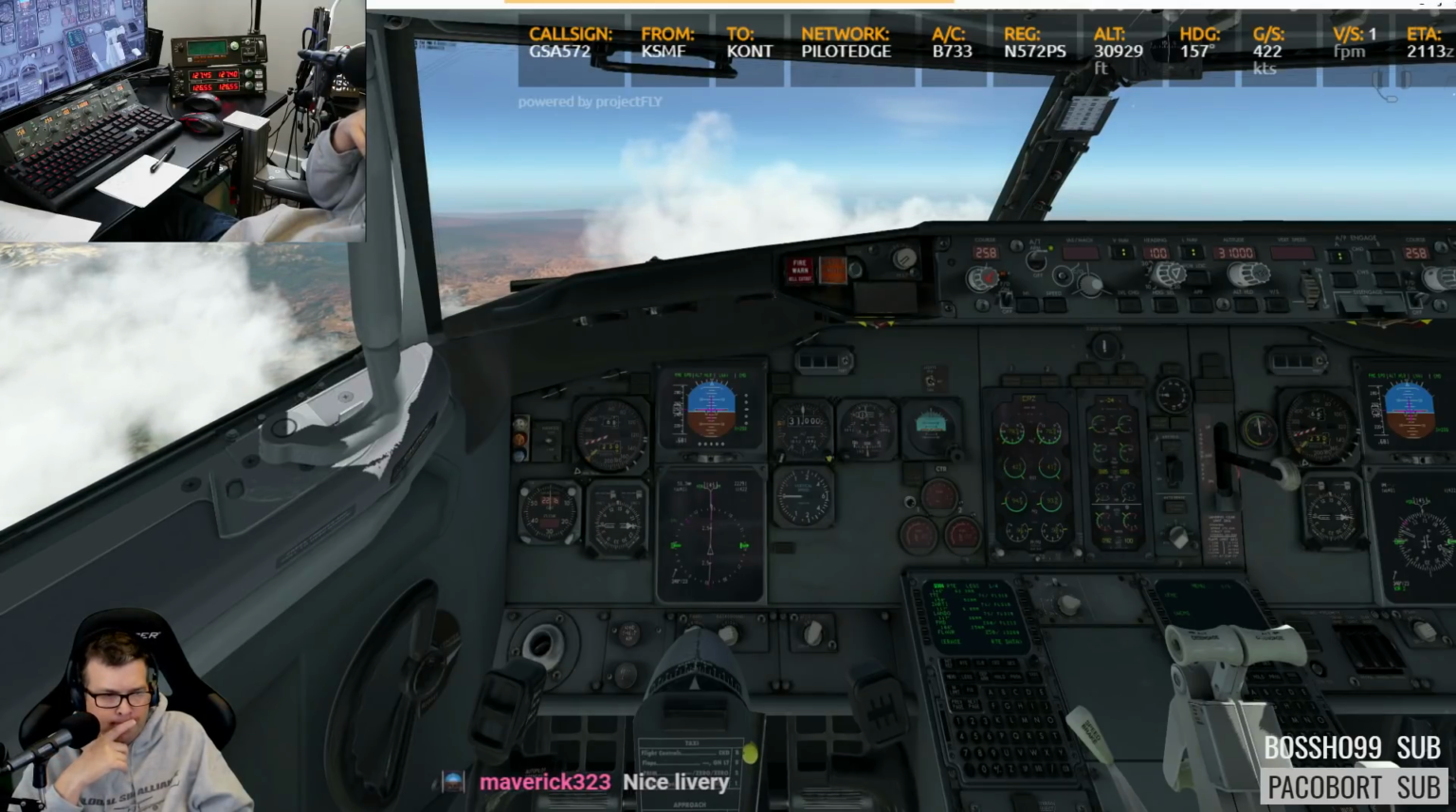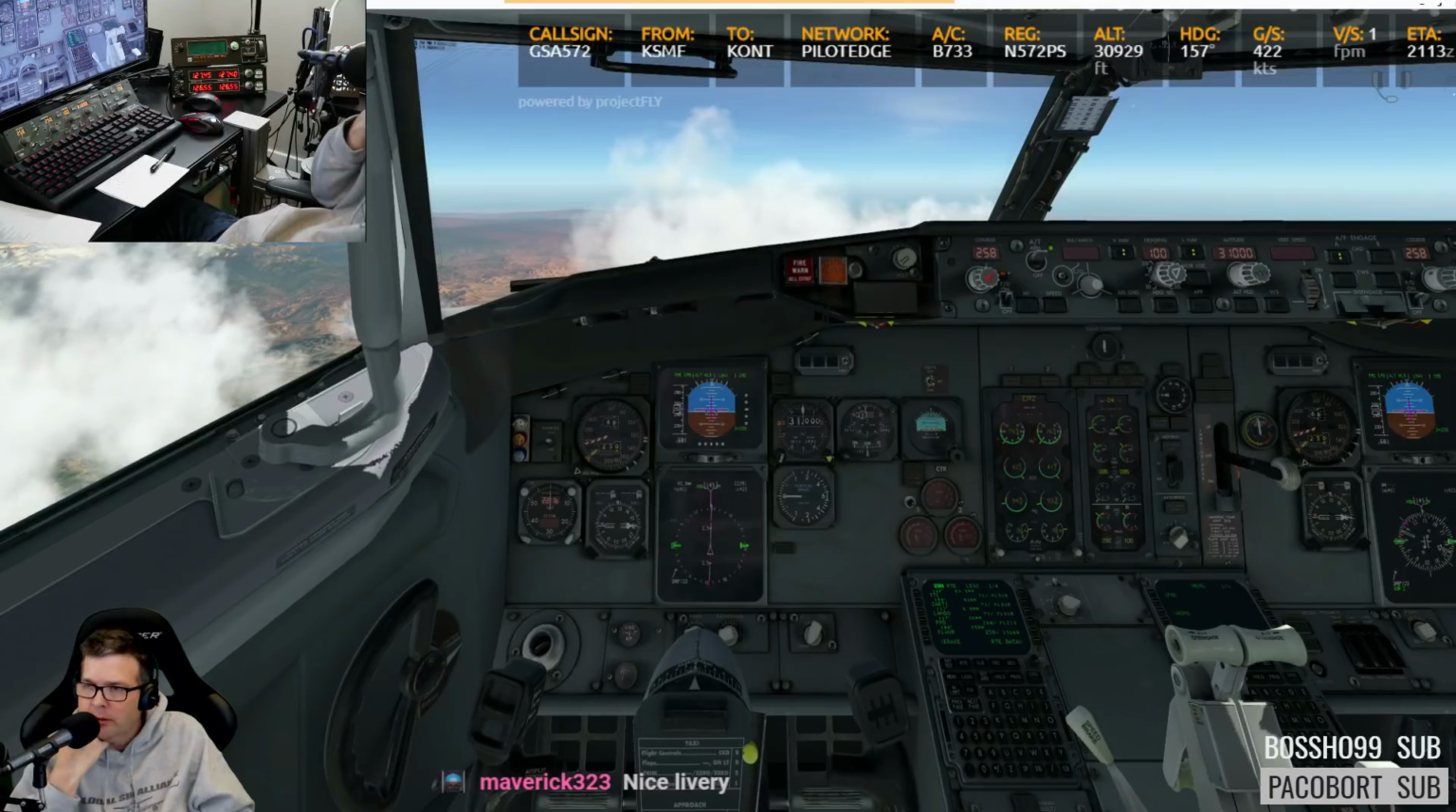Sky 610. It is a good livery. I like this livery.